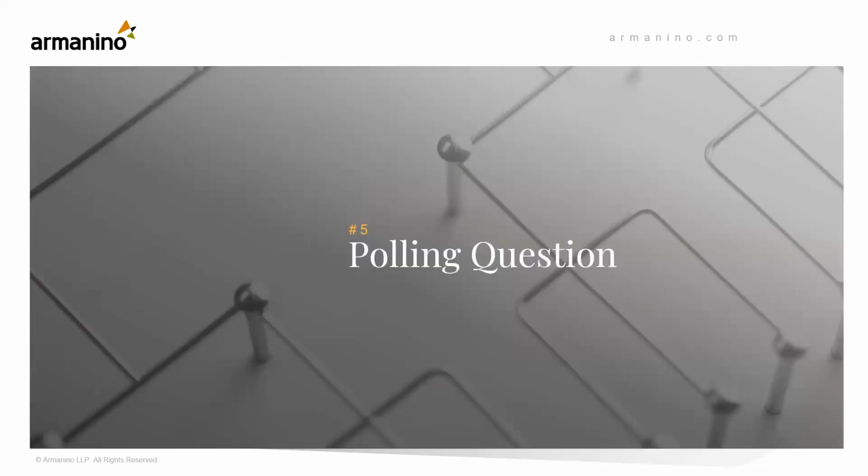And this brings us to our fifth and final polling question, which Jessica will be covering. What is the threshold for minimum 1099s for e-filing? Is it 250, 50, 10, or 1,000?